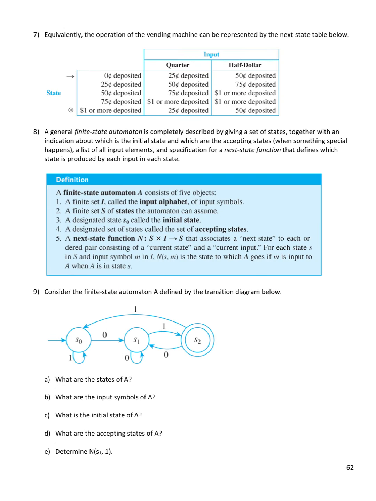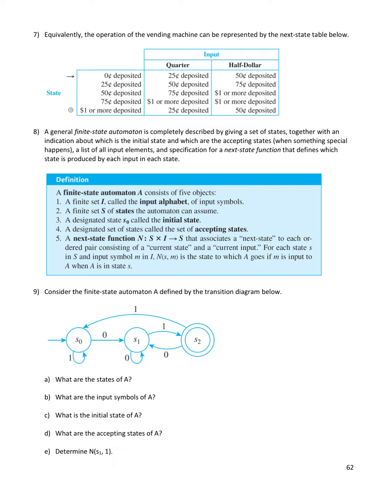We can give that same information from the transition diagram using something called a next state table. So here we have our states: 0 deposited, 25 cents deposited, 50 cents, 75 cents, $1 or more deposited. And we notate with the little arrow that this is our initial state, and this little double circle indicates that this is our acceptance state, and then our inputs are quarter and half dollar.